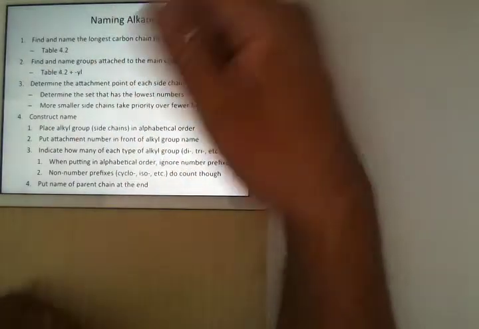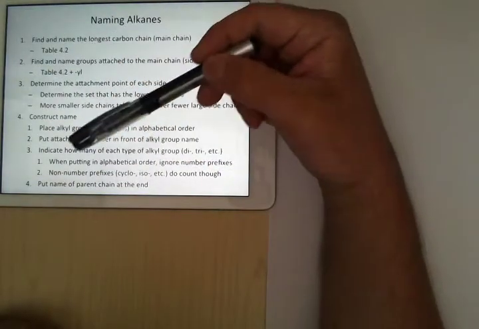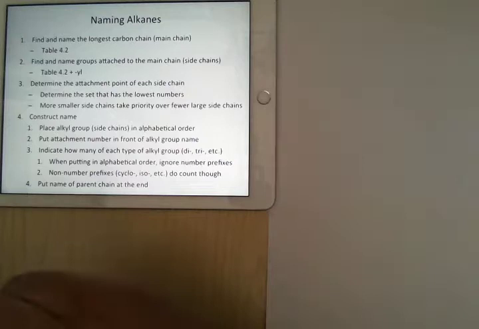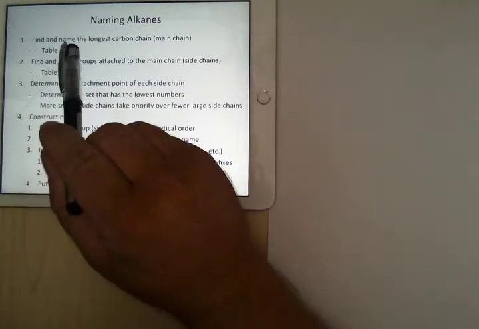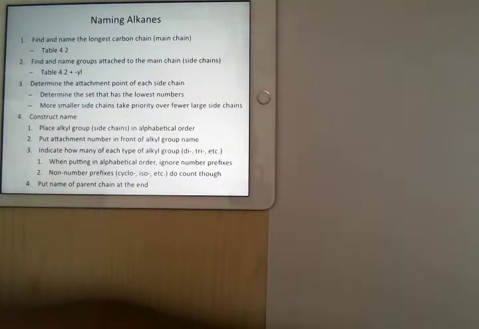So to denote a side chain, we take off the "ane" suffix from those names and add "yl." Ethane becomes ethyl, propane becomes propyl, butane becomes butyl. Any side chain, you can denote by putting "yl" as a suffix instead.